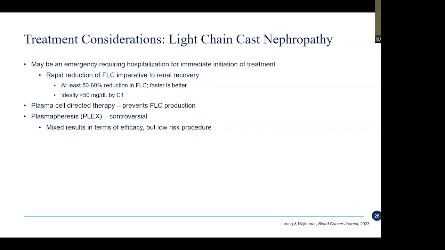So in order to do this, we use our plasma cell directed therapy, but this only really prevents the further production of free light chains. And so there is some controversial question of whether plasmapheresis, or Plex, can be used to take out the light chains that are already there. The studies and evidence are pretty poor, and very mixed in terms of efficacy.